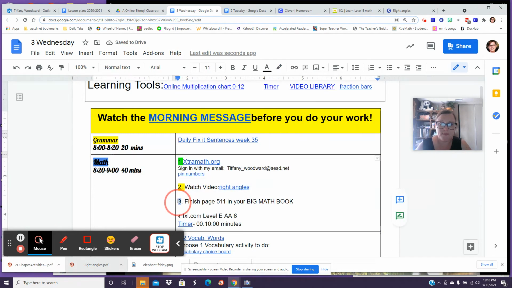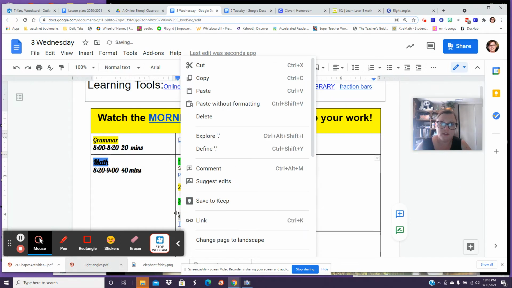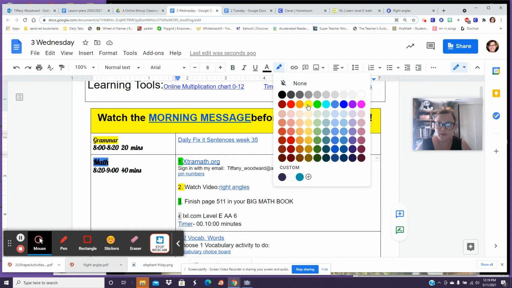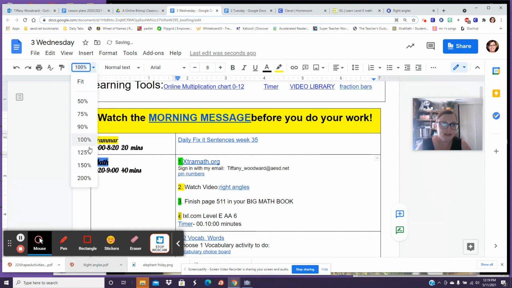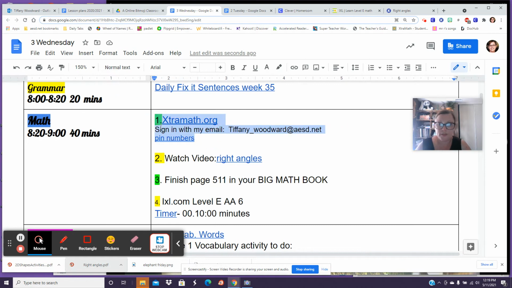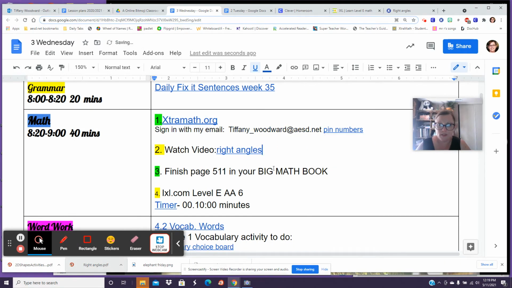So that we don't get behind today, you have 4 activities you need to do in math today. I'm highlighting them in colors right now so you can see them. Let me make it a little bigger. First is extra math. We all know how to do that. Then we have after extra math. Hold on, let me fix this. There we go. You have watch video, right angles.